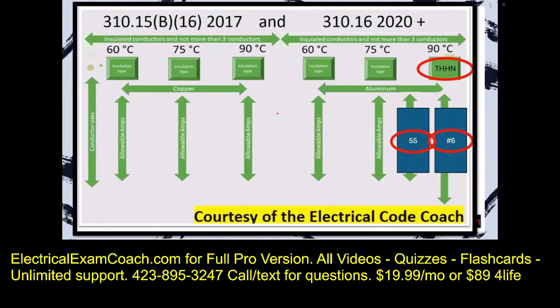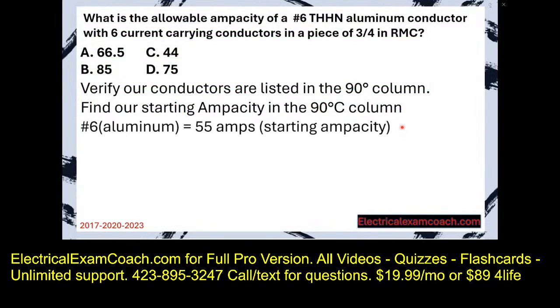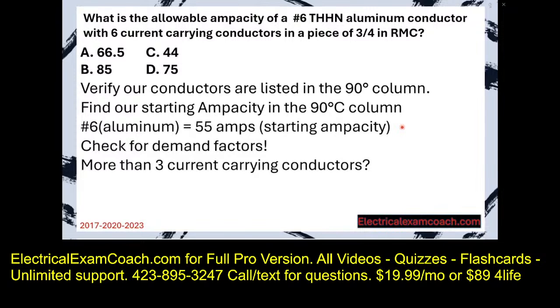Now we find our starting ampacity in the 90° C column. We head to our primary ampacity table on the aluminum side, and we slide down until we find a number 6. Then we're going to cross over and find that our starting ampacity is 55 amps. But we must check for demand factors. Are there more than 3 current carrying conductors?